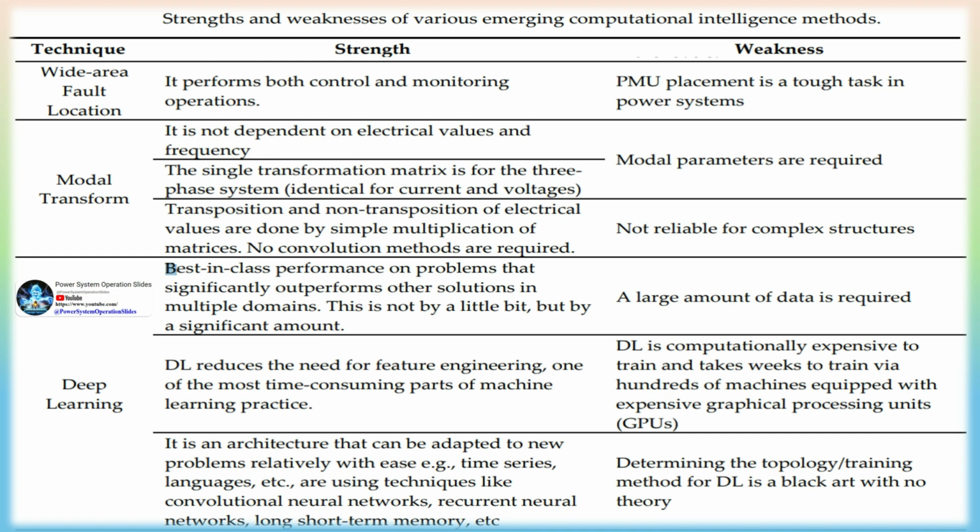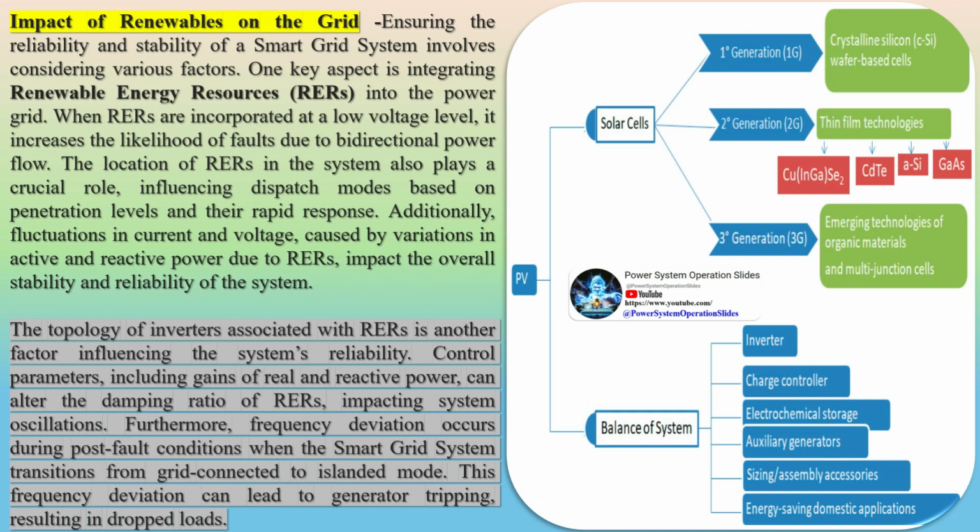Impact of renewables on the grid. Ensuring the reliability and stability of a smart grid system involves considering various factors. One key aspect is integrating renewable energy resources (RERs) into the power grid. When RERs are incorporated at a low voltage level, it increases the likelihood of faults due to bidirectional power flow. The location of RERs in the system also plays a crucial role, influencing dispatch modes based on penetration levels and their rapid response. Additionally, fluctuations in current and voltage, caused by variations in active and reactive power due to RERs, impact the overall stability and reliability of the system.